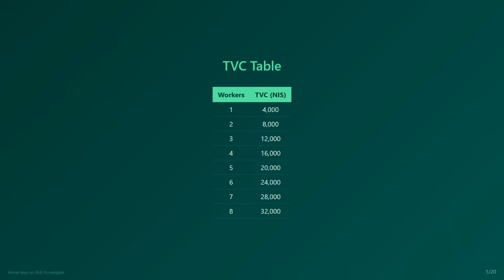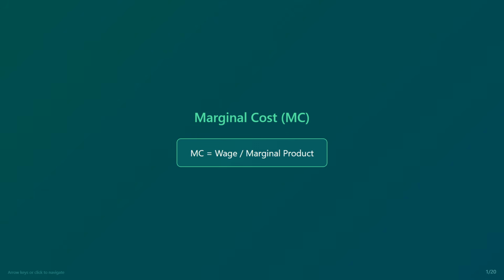Worker 4, total variable cost, 16,000. Worker 5, total variable cost, 20,000. Worker 6, total variable cost, 24,000. Worker 7, total variable cost, 28,000. Worker 8, total variable cost, 32,000. Total variable cost rises steadily, each additional worker adds exactly 4,000 shekels to the total cost. This makes sense because the wage is fixed for every worker.